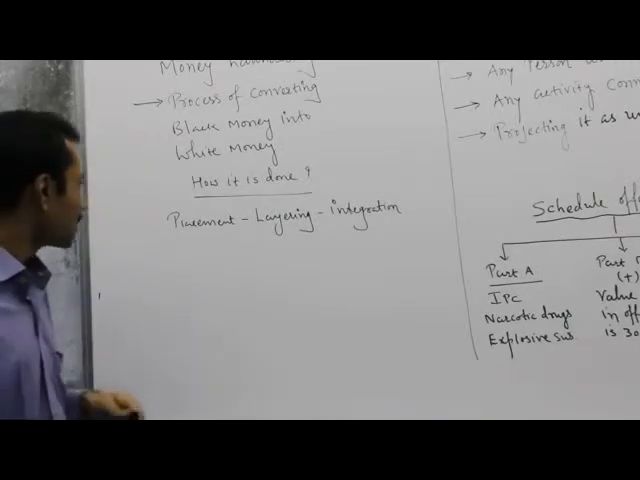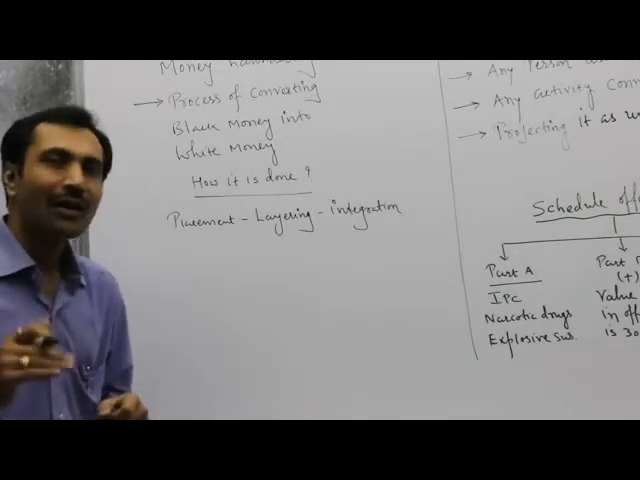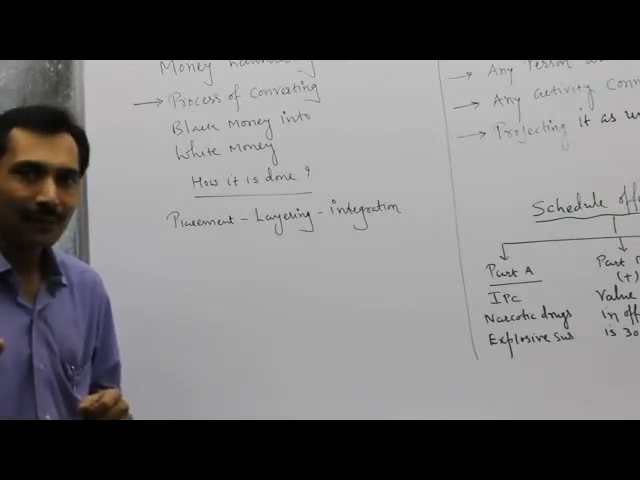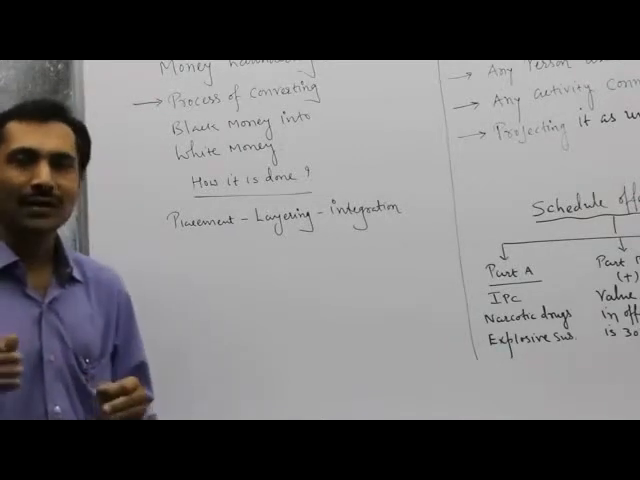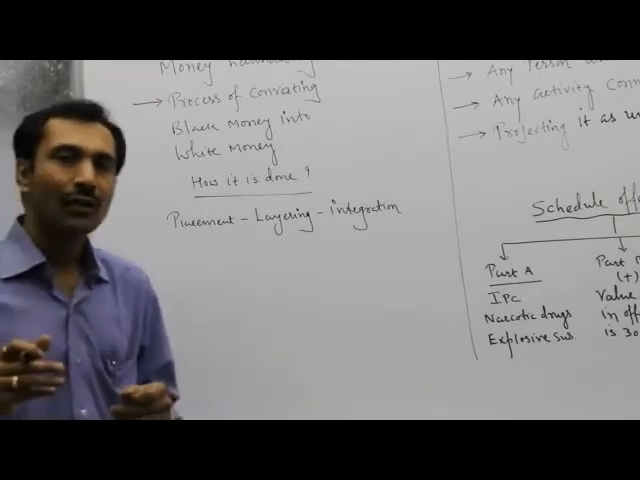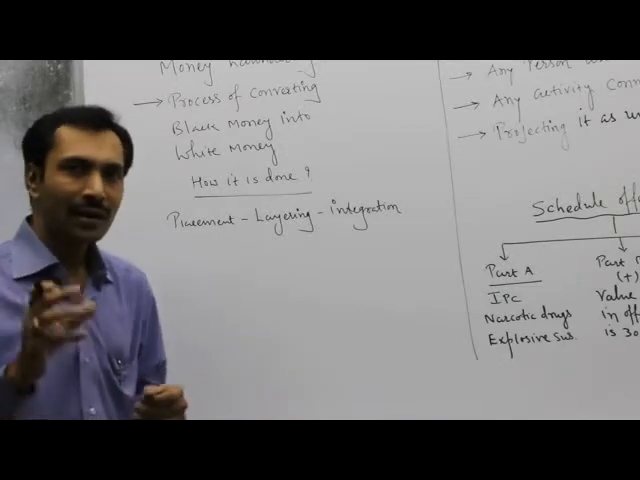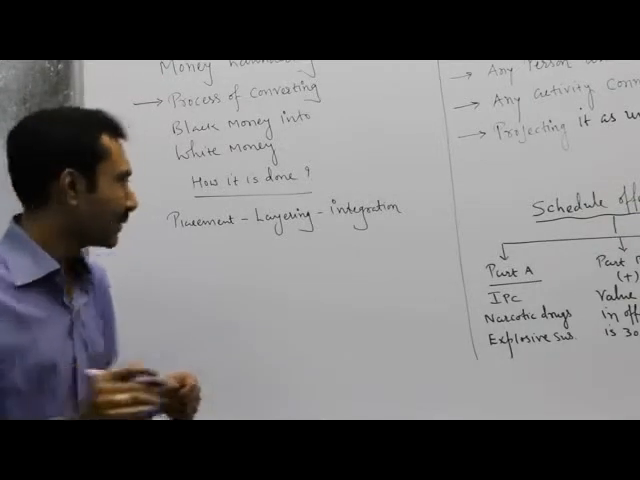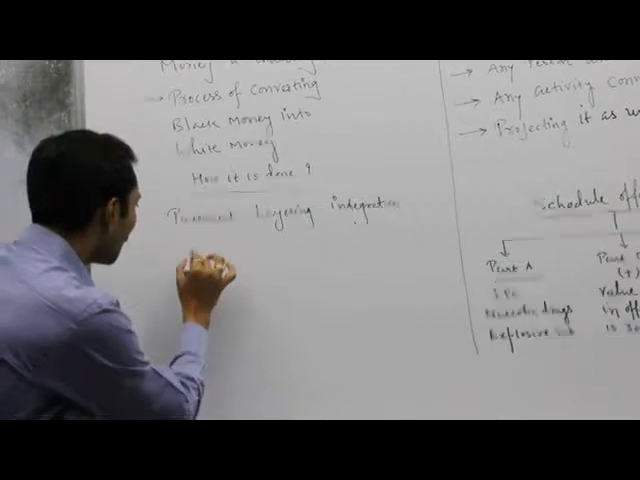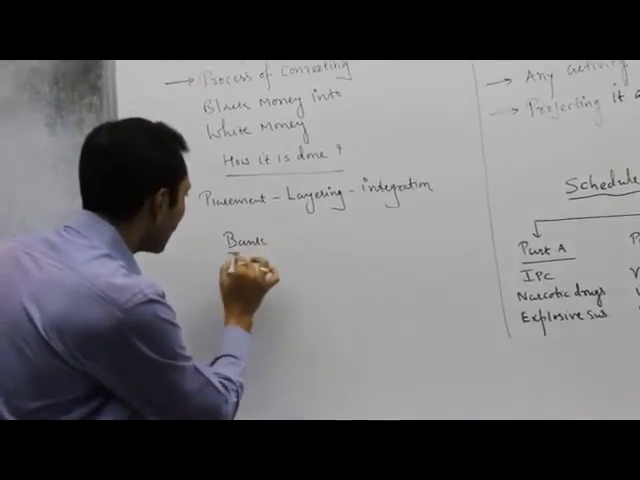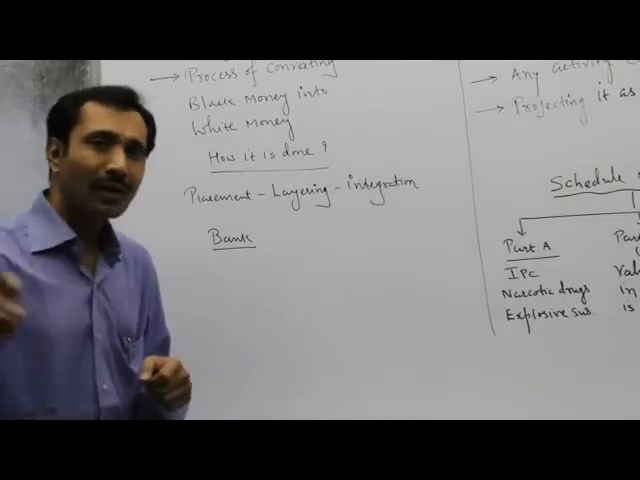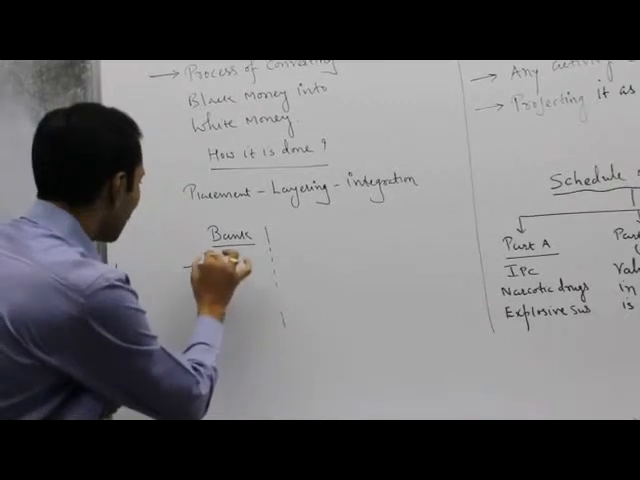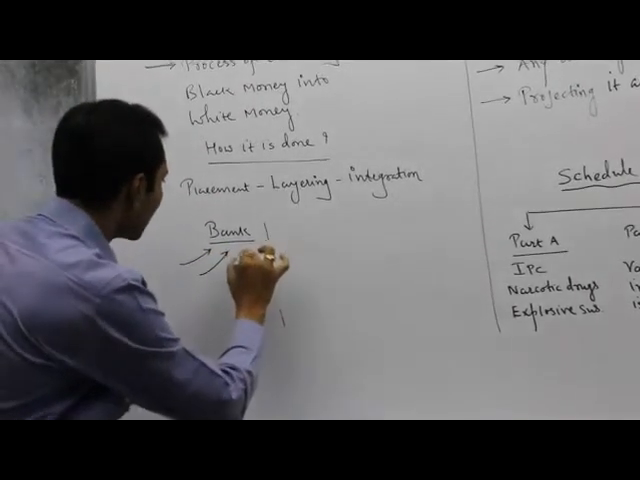The first is placement, where the person who is earning illegal income or collecting money in black, for example a political leader involved in bribery or corruption, collects cash. Now there is no transaction and no record of the cash he has collected. So he will open a bank account in the name of his wife, his relative or employee, and every day or once a week he will deposit a certain amount of funds.